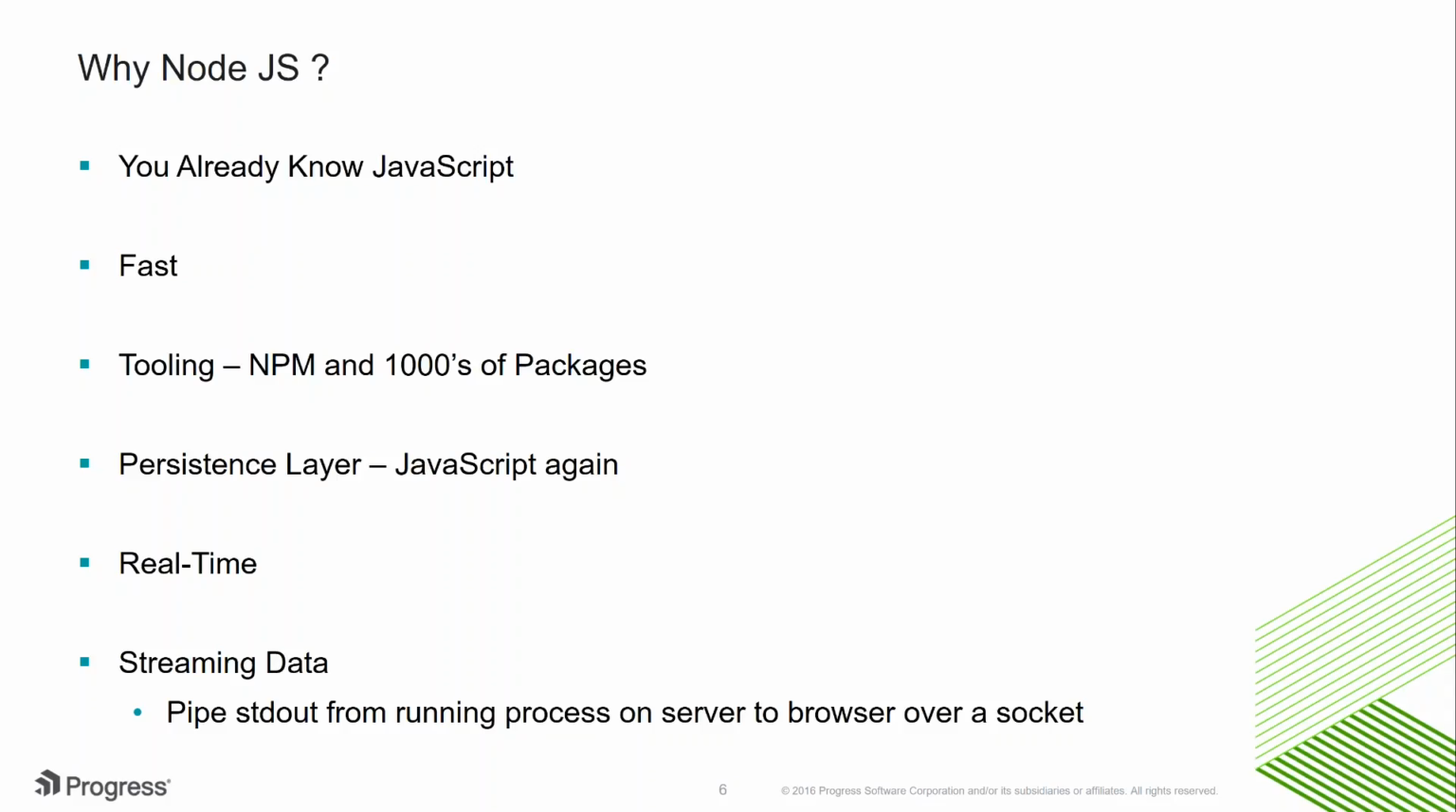Another big feature of Node.js is that everything is streaming data. You can take the standard output that Node.js has and pipe that standard output from a running process to a browser over a socket. So that's what it is. Every piece is a stream of data from the Node.js perspective, and I can just take that stream and say, hey, I want to push it to the browser using a socket. Yeah, you can do that. So these are some of the reasons why people go for Node.js.